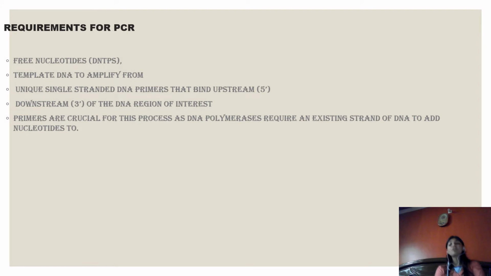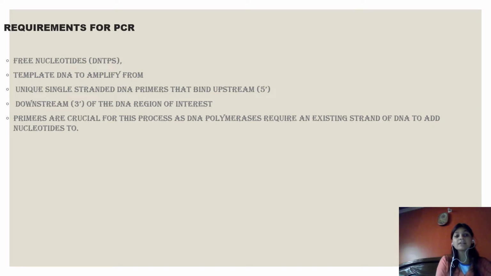Before starting any experiment, we need some requirements. The basic requirements for PCR are free nucleotides, that is dNTPs, and template DNA to amplify from. As I told you earlier, PCR is a process in which we can make many copies of DNA, and if we have to make copies of something, we need that thing. So that DNA is referred to as template DNA.